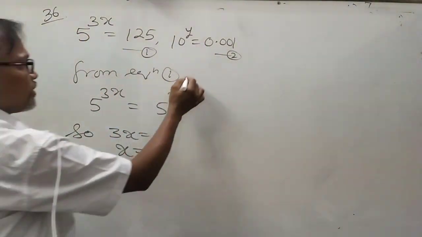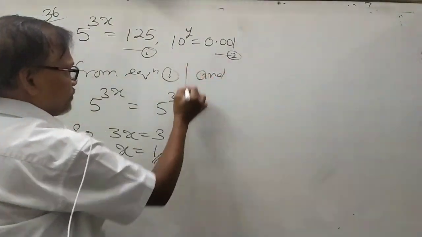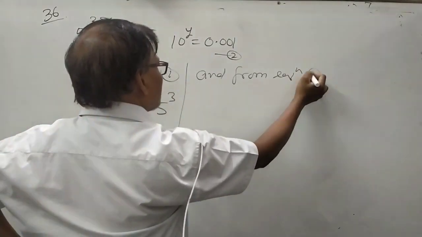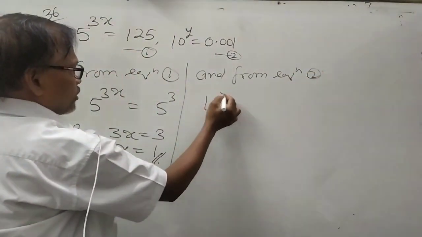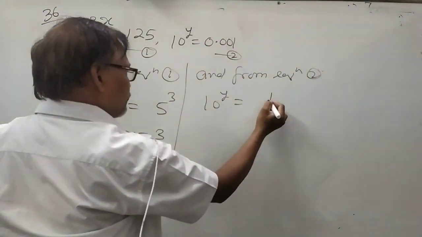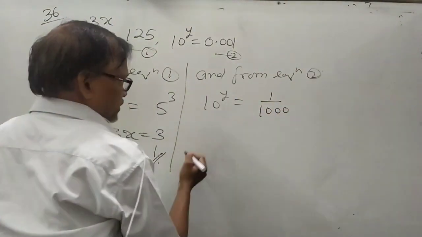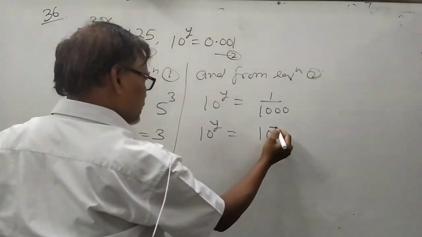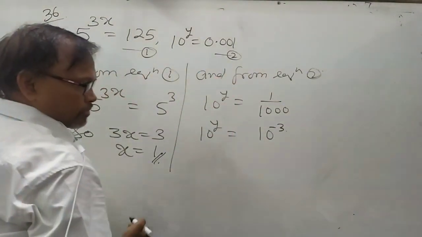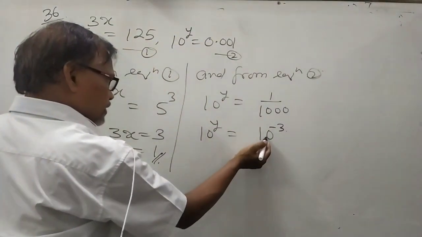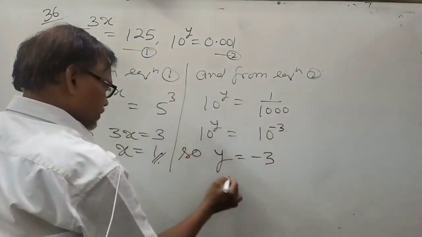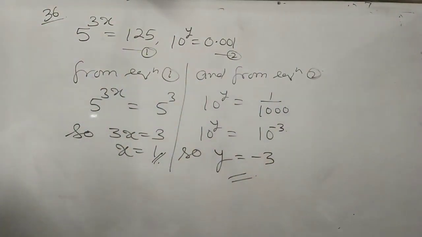First answer. And from 10 to the power y, can you write this as 1 upon 1000 in decimal? So it will be 1 upon 10 to the power 3, or you can write that as 10 to the power minus 3. Again the bases are the same, so y is equal to minus 3. This is the value of y. In this way you can find it.